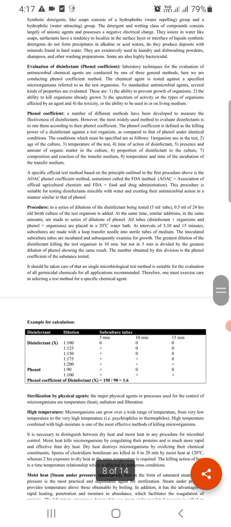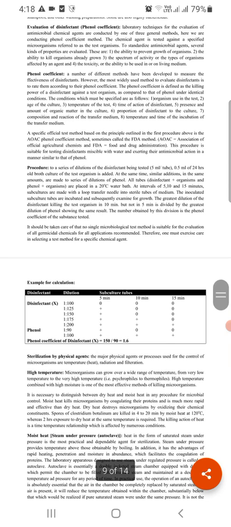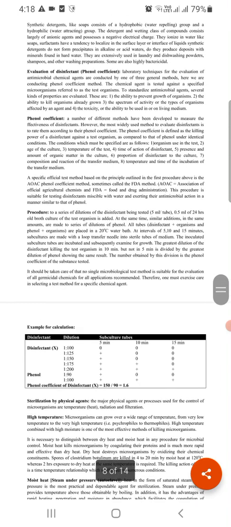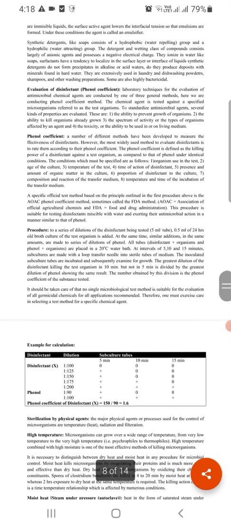In the phenol coefficient method, a number of different methods have been developed to measure the effectiveness of disinfectants. However, the most widely used method to evaluate disinfectants is to rate them according to their phenol coefficient. The phenol coefficient is defined as the killing power of a disinfectant against the test organism as compared to that of phenol under identical conditions.